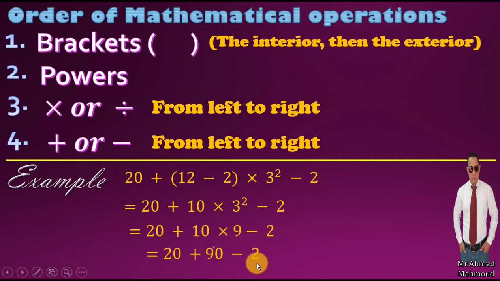Finally I have plus and minus. I'm going to start from left to right. Here I start with 20 plus 90, which equals 110, and drop minus 2. Finally 110 minus 2 equals 108. Now you can check this operation by using your calculator to get 108. Now let's solve the next example.